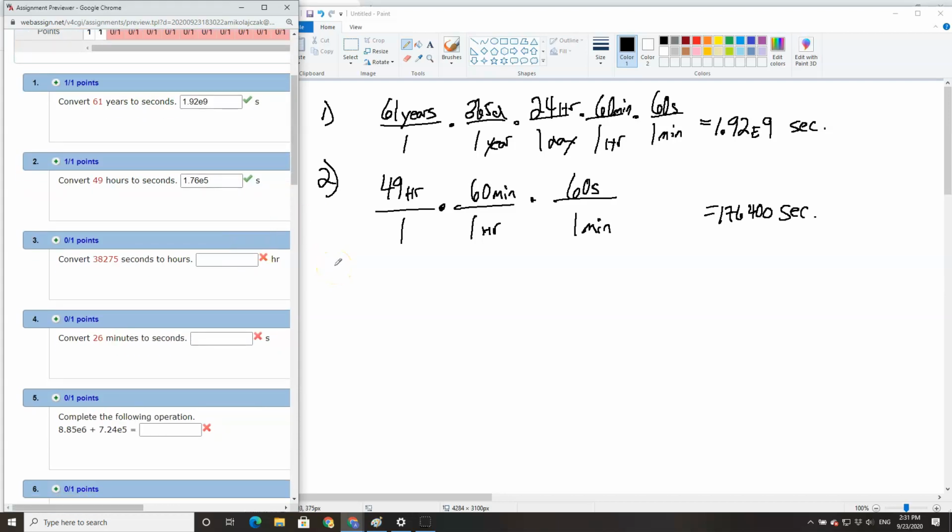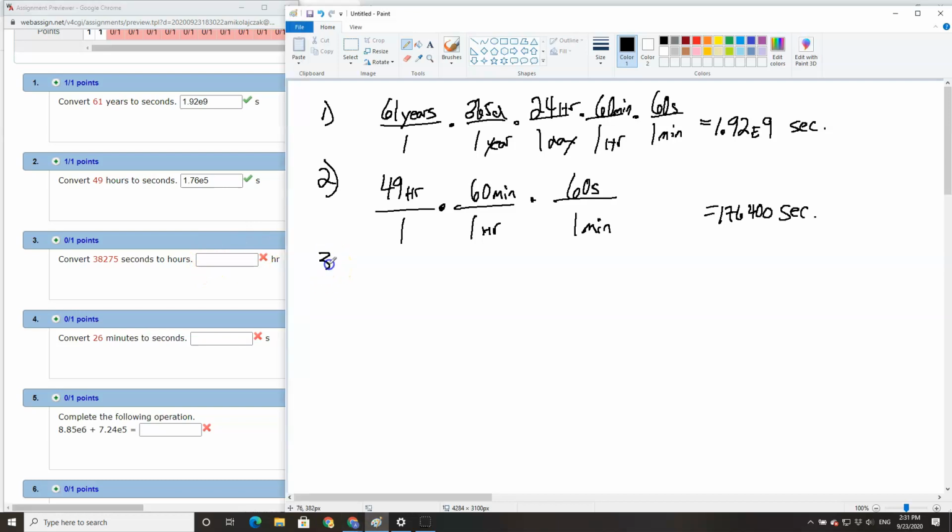Number three, we have 38,275 seconds that need to be converted into hours. So in 1 minute, there are 60 seconds. And in 1 hour, there are 60 minutes. So 38,275 divided by 60 divided by 60 gives you 10.6.